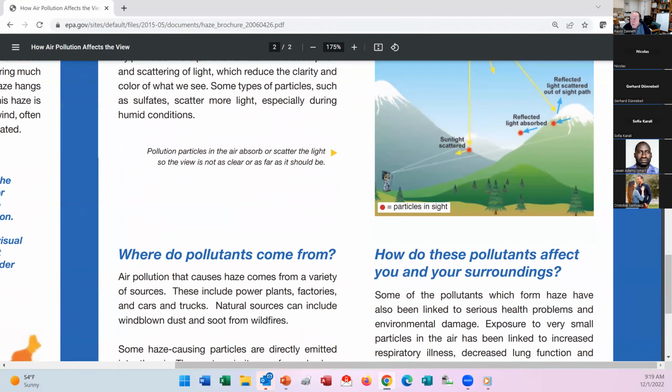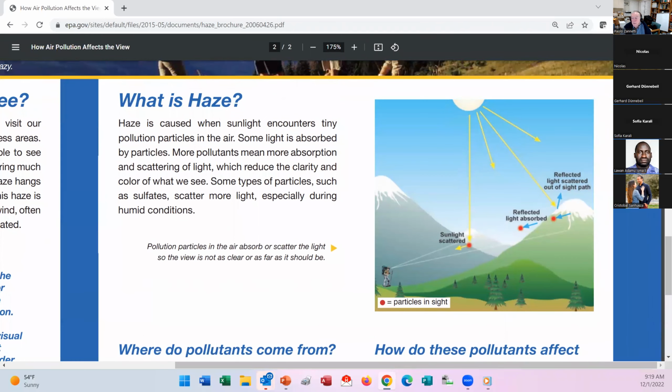This is a nice figure to remember. It is the basic concept of visibility. You have solar radiation, and part of this solar radiation is reflected, and that's what we see. We see the light reflected from an object, any object, and part of the light is reflected away. Part of the light is reflected toward your eyes when you look at an object.